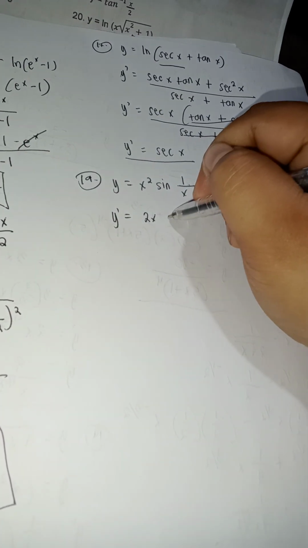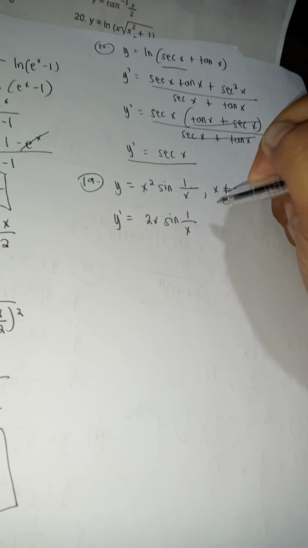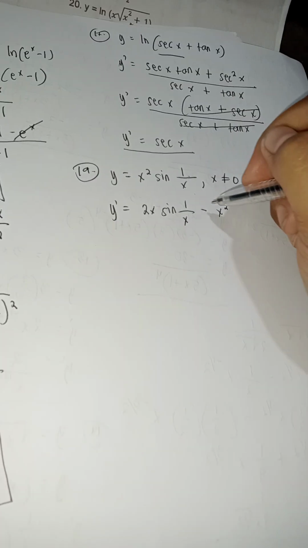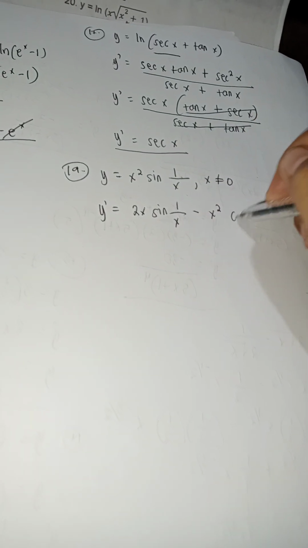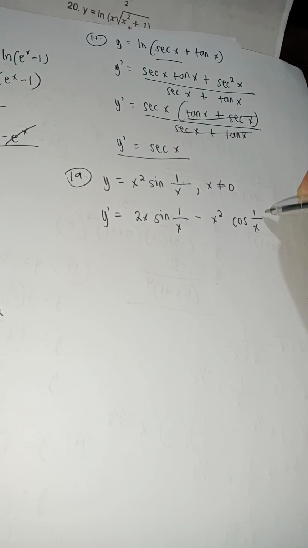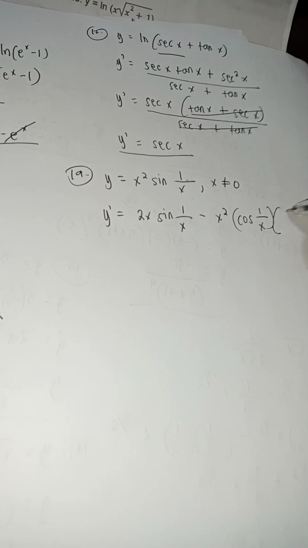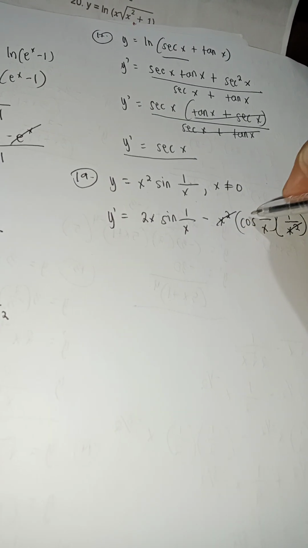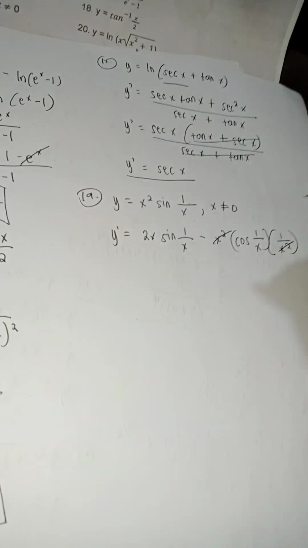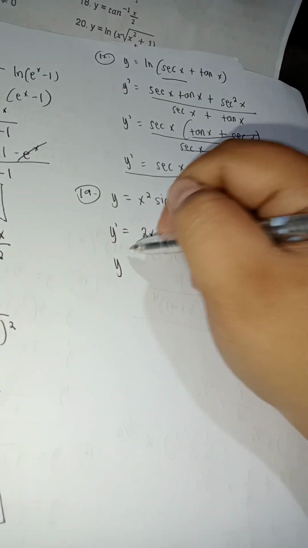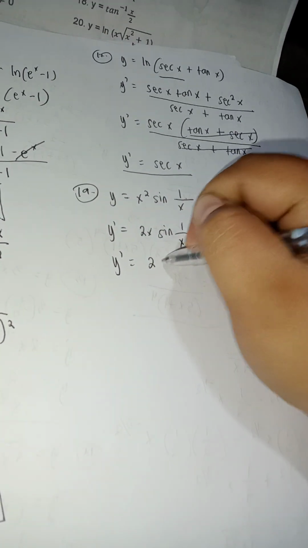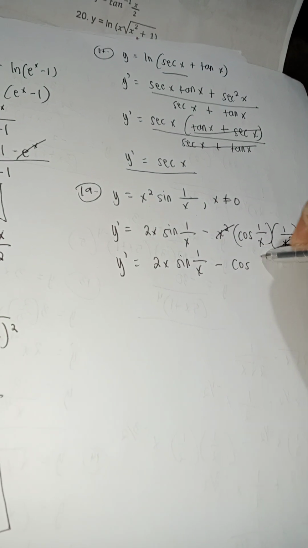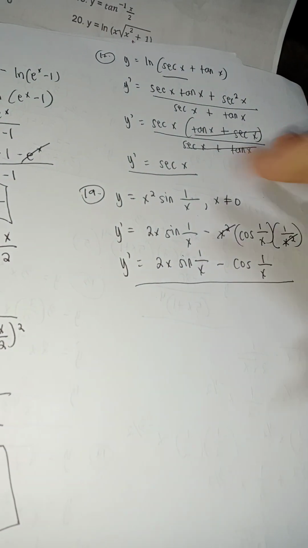2x times sine 1 over x, subtracted by copy x squared times the derivative of sine 1 over x, which is cos 1 over x times its 1 over x squared. So cancel this, and the remaining for this part is cos 1 over x. So we're going to copy 2x sine 1 over x minus cos 1 over x. And this is our final answer.